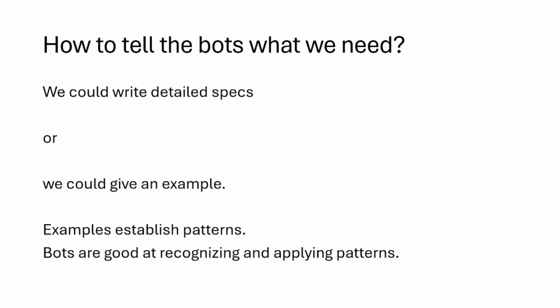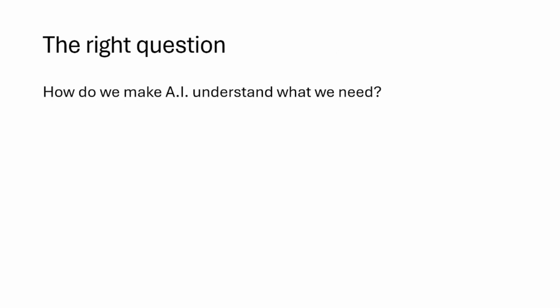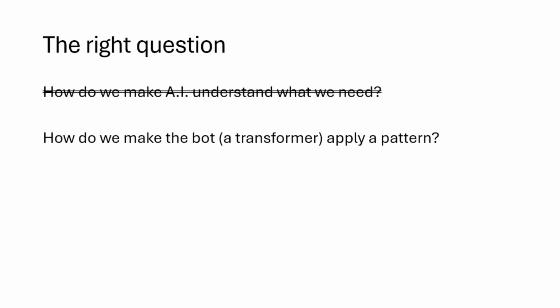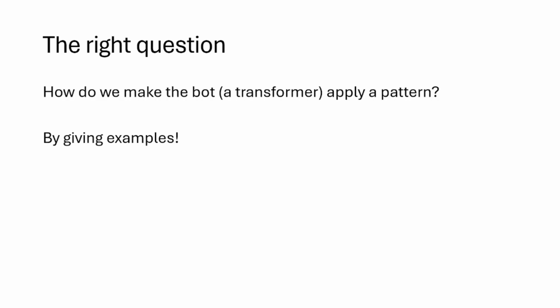We could write detailed specs, and sometimes it's part of the communication, but it's better to give examples. Examples establish patterns, and bots are good at recognizing and applying patterns, as we all know. The right question is not how do we make AI understand what we need. The right question is how do we make the bot, which is basically a transformer, apply a pattern.